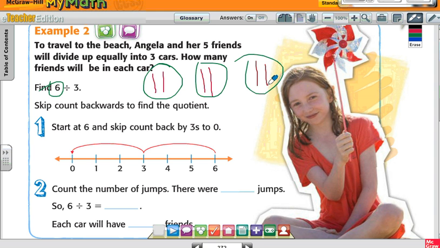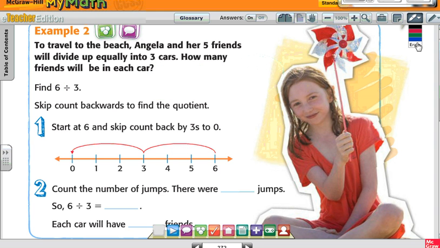So, 1, 2, 3. That's 1. 1, 2, 3. All right. So how many times did I jump across? 2. Twice. I just want you to know that there's 3 cards, so I need to skip count by 3 backwards. So how many times did I jump? Twice. That's why I hit 0. So 6 divided by 3 would be 2.